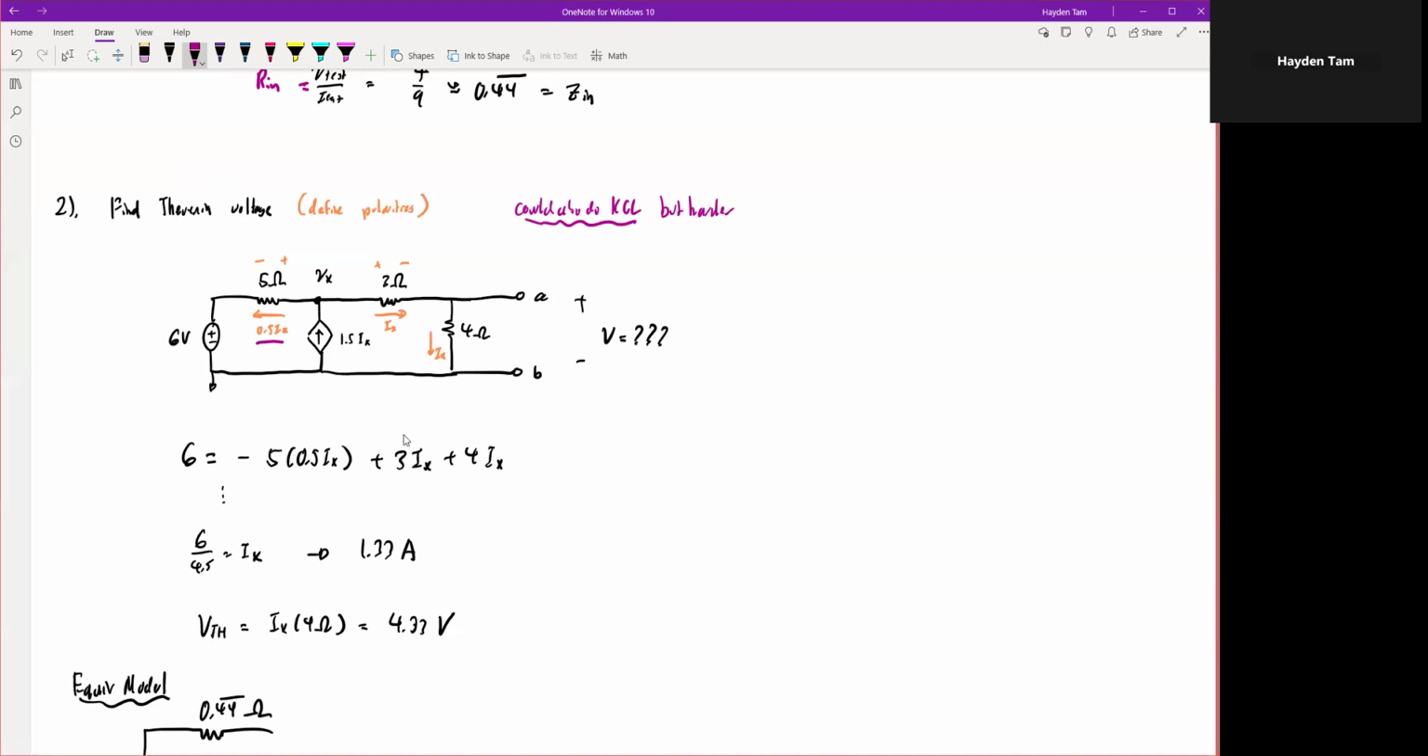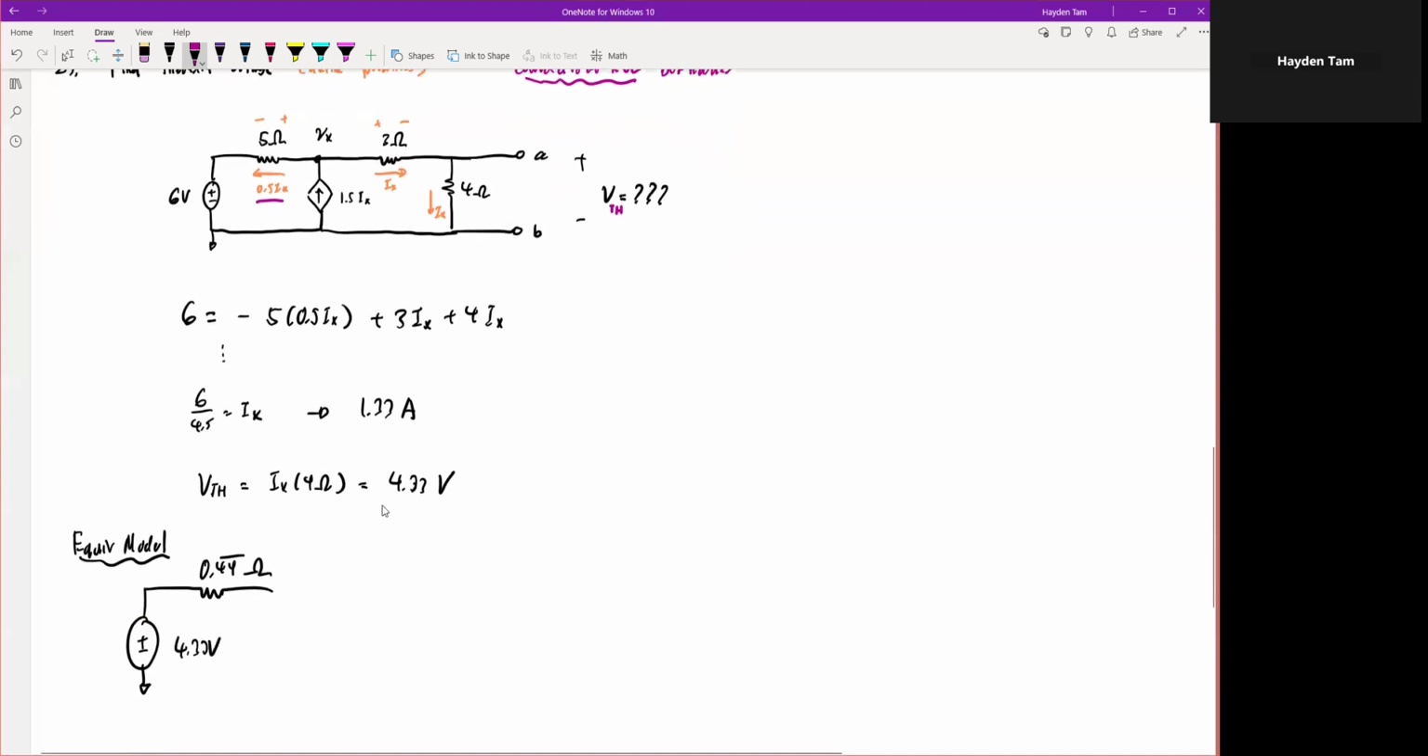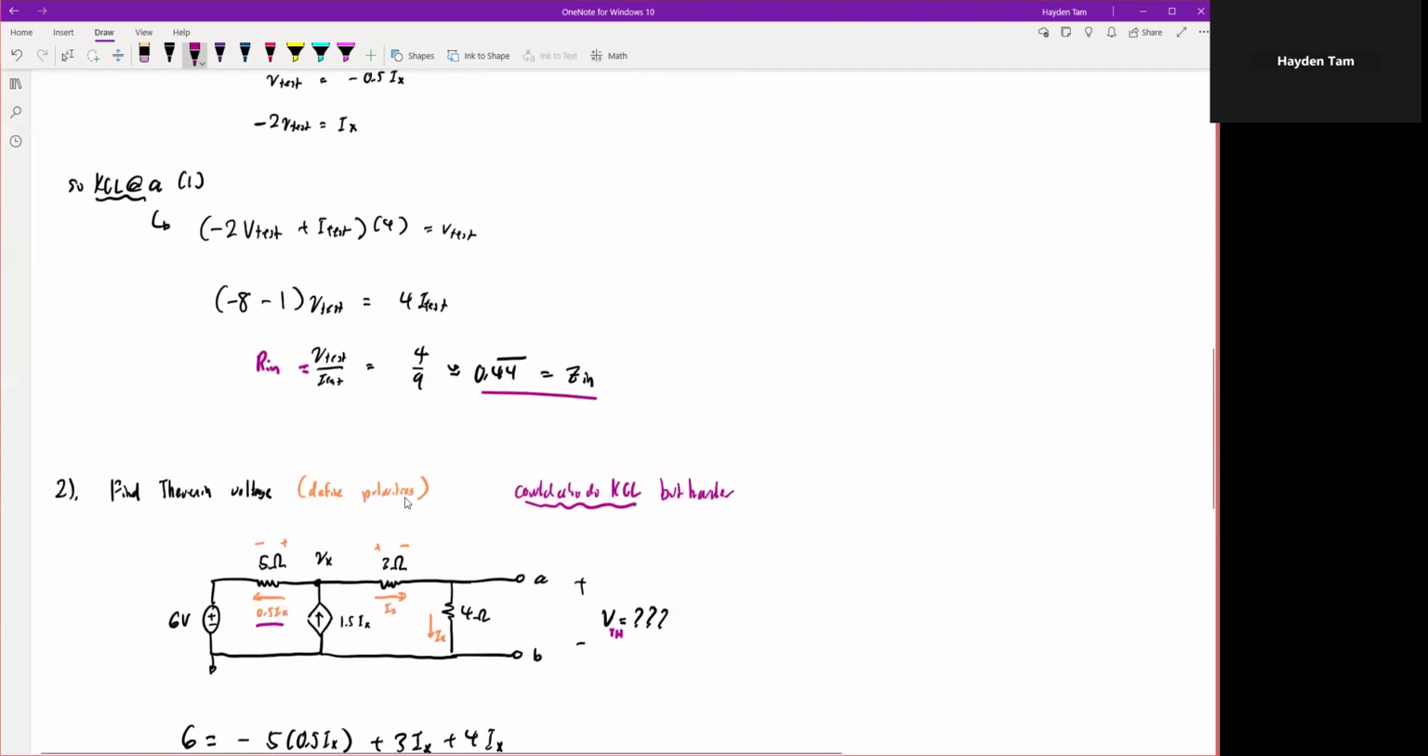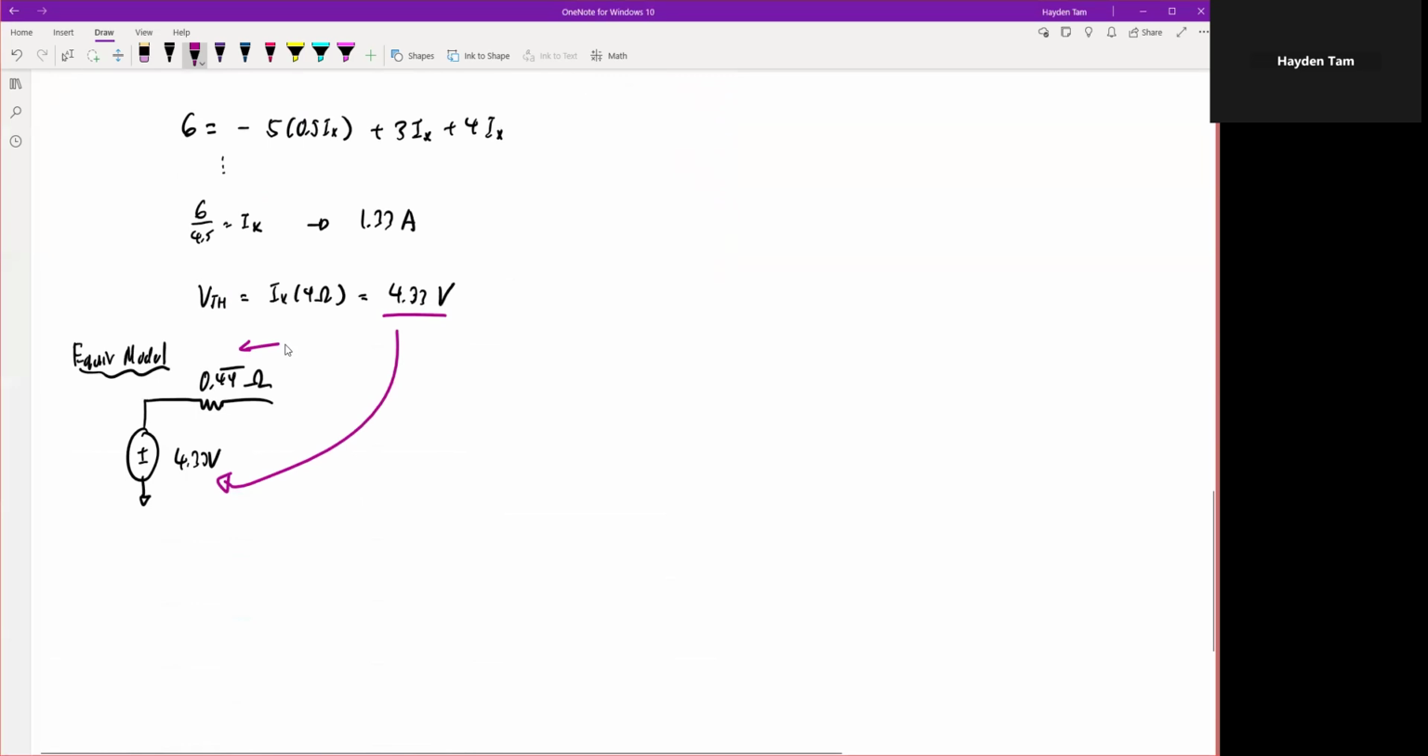And then your VTH is basically your output here, right? This is your VTH right here. Let's label this VTH for better clarity. So VTH is equal to Ix times 4 ohms, which is equal to 4.33. So your equivalent Thevenin model is going to be 4.33, which is this voltage source right here. And then your Zn, which is 0.44 bar. So 0.44 bar is your Zn.